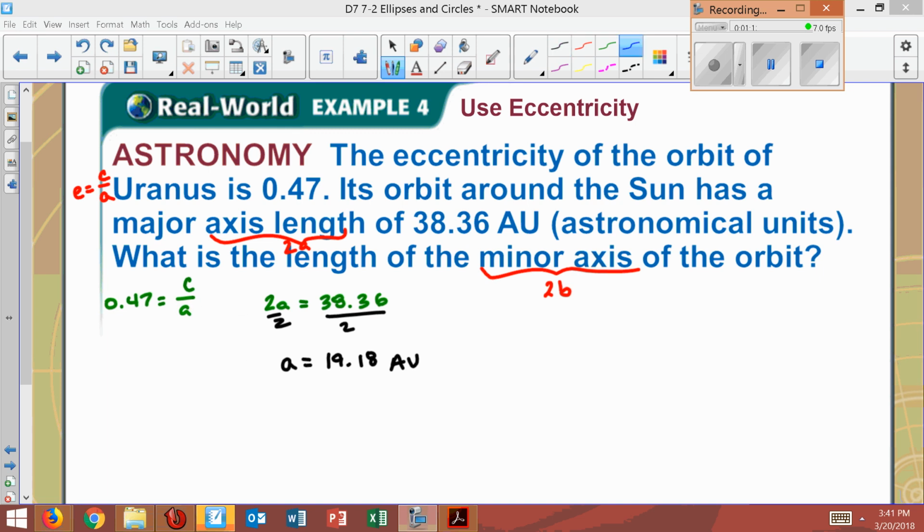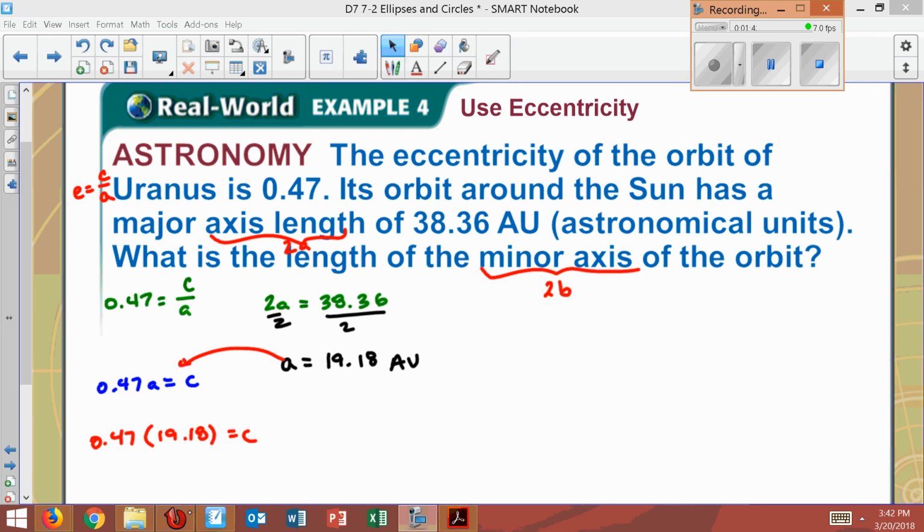So I could do a little algebra when I plug this in: I'll multiply by the A, and so I could actually say that 0.47 times A is equal to C, but I know what A is. Let's substitute that. So let me erase this here. I'm going to substitute now right here. And so we'll say that 0.47 times 19.18 will give me my C.